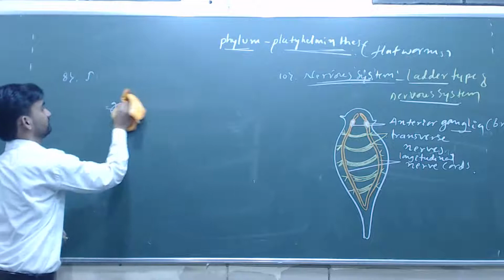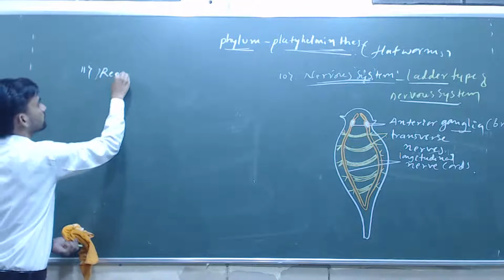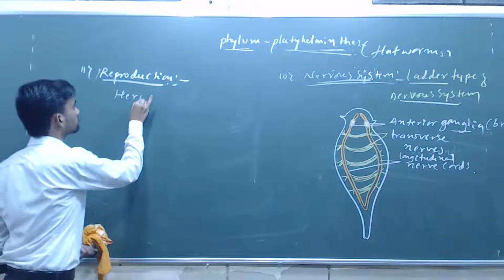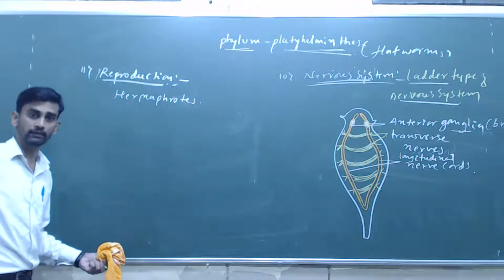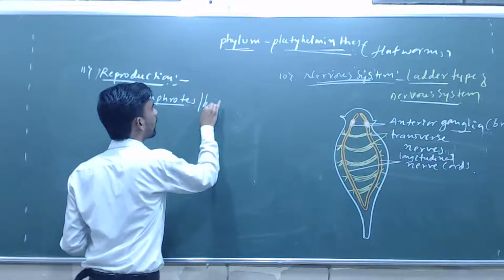So next, followed by another very important character, reproduction. So here also, hermaphrodites, as you already know that hermaphroditic condition means both sexes are in one individual only. Like how earthworm is there. When you come to Annelida, you will study about annelidans, especially earthworms. Earthworms are also hermaphrodites only. Like that, these animals are also hermaphrodites or bisexual.